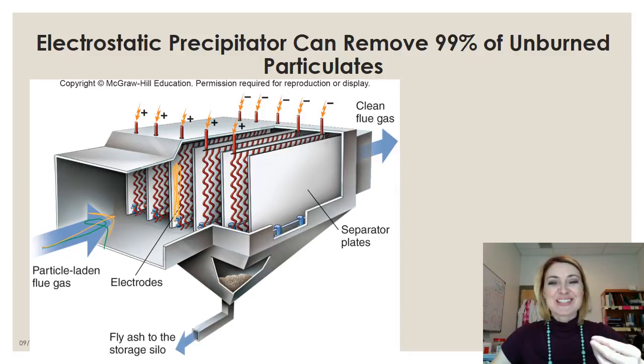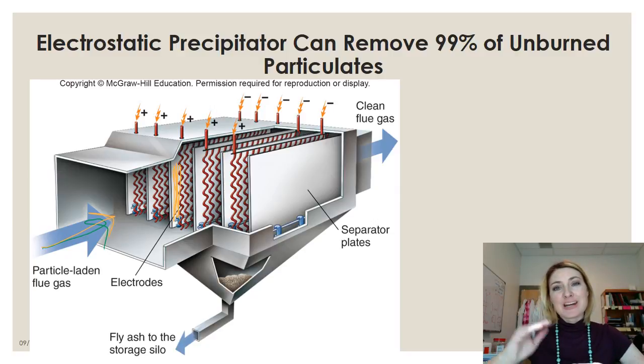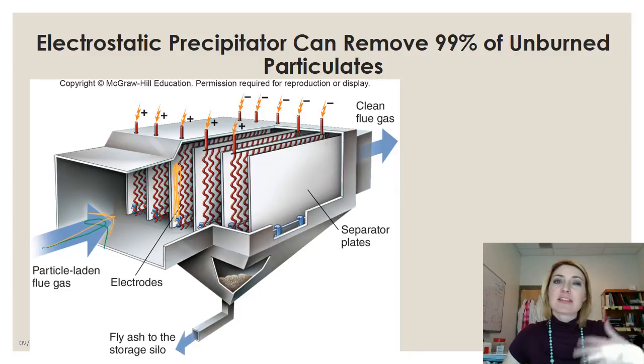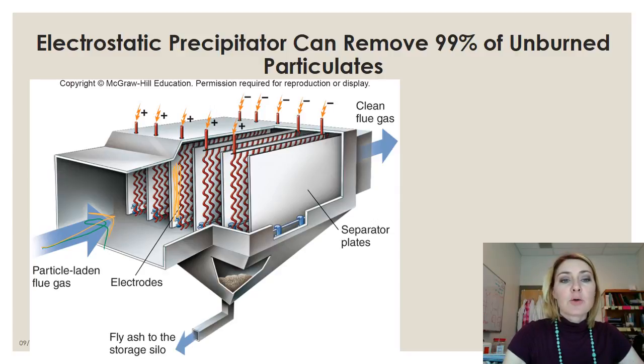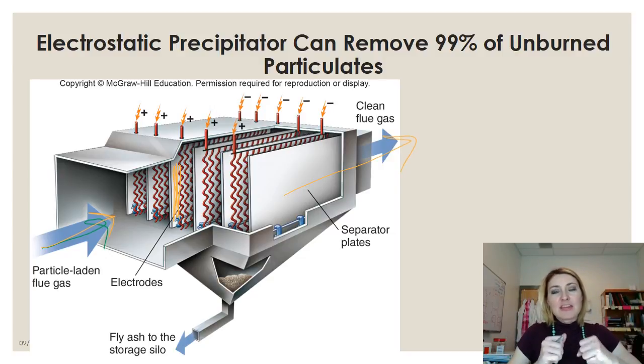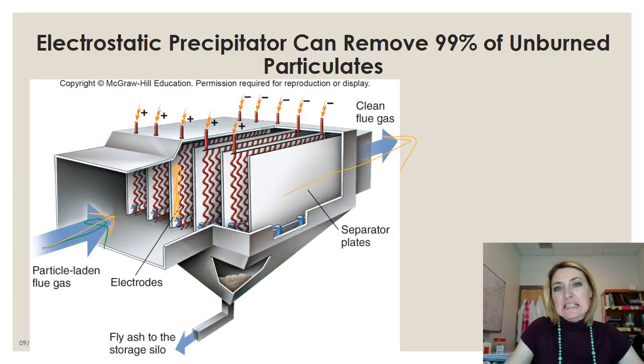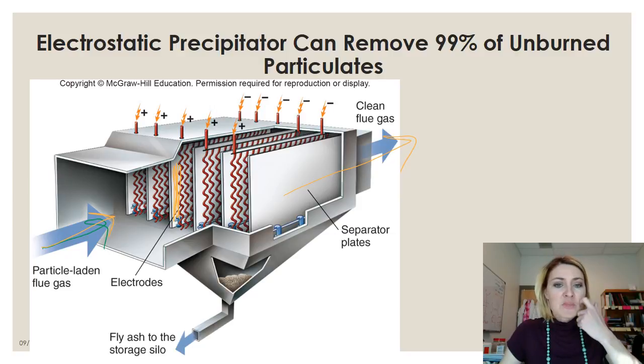Those charged particles are then attracted to an oppositely charged plate. So say they take on a positive charge, they're going to be attracted to a plate that has a negative charge, and they're going to stick to that plate. All the while, the air is flowing through this precipitator. It gets clean. All those dust particles come out of the air, and the air that comes out is clean flue gas. It only has 1% of all the particulates that it had before it went in.